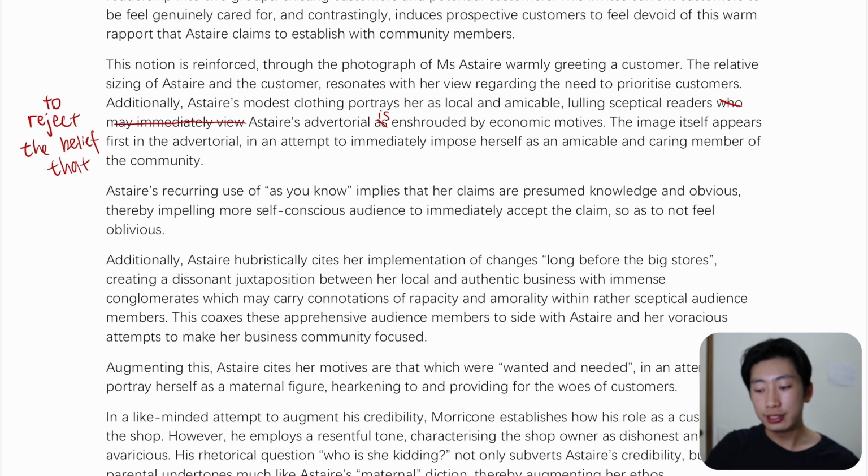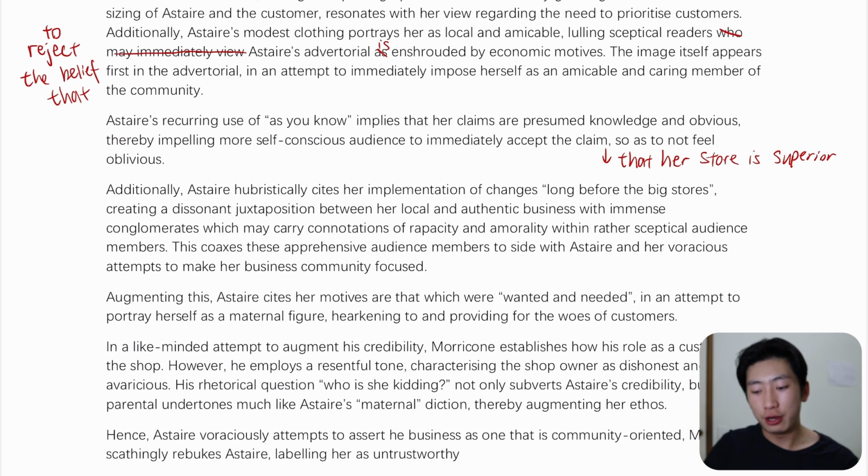And just to make it even better, we can specify what the claim is. So like before, we can just say, accept the claim that her store is superior, just to make it slightly more specific to the actual text. And then moving on, additionally, Astaire hubristically cites her implementation of changes long before the big stores, creating a dissonant juxtaposition between her local and authentic business with immense conglomerates, had to search up the pronunciation of that one, which may carry connotations of rapacity and amorality within skeptical readers. Awesome, so this is another use of connotations, which is great. This coaxes these apprehensive audience members to side with Astaire and her voracious attempts to make her business community focused. So this is great because this is more specific than before, where it was just accept the claim.